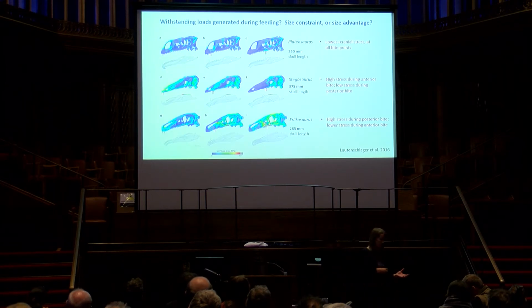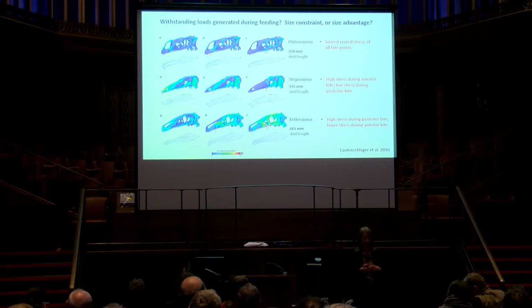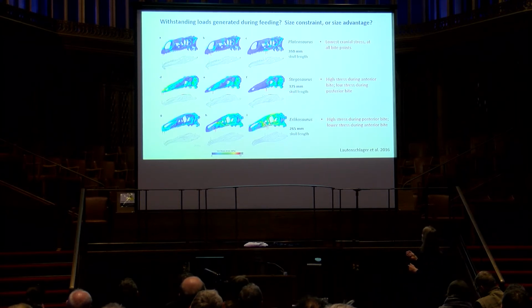However, if we look at other studies which have looked at stresses within the skull in 3 dimensions, we see a kind of mixed picture here. So this study compared 3 taxa, Plateosaurus, Stegosaurus, Erlikosaurus, of similar-ish skull lengths. And you can see, if you interpret these warm and cool colors, that Plateosaurus here at the top, although not being the largest skull, has the lowest amount of stress within the skull. And Stegosaurus has got high stress when it's biting at the front, low stress when it's biting at the back, and then the opposite in Erlikosaurus here.